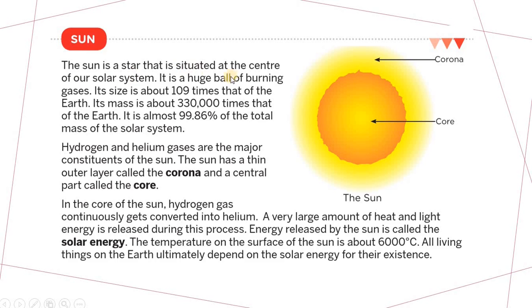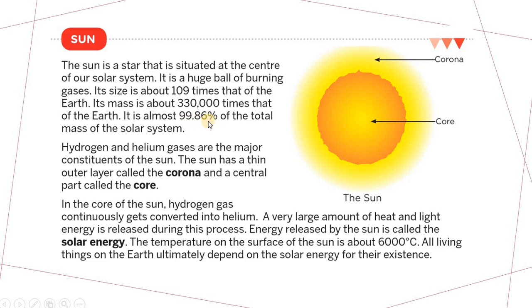So the sun is a star that is situated at the center of our solar system. It is a huge ball of burning gases. Its size is about 109 times that of the Earth. It is almost 100 times bigger than the size of the Earth. Its mass is about 330,000 times that of the Earth. So it is much, much heavier than the Earth.